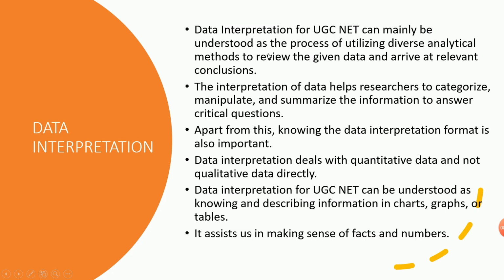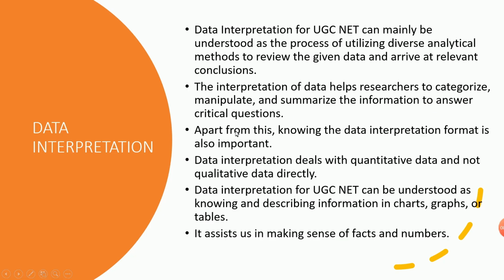So it can mainly be understood as the process of utilizing diverse analytical methods to review the given data and arrive at relevant conclusions. So here they will give some tabulated form data. We have to calculate everything so that we can answer the 5 questions which are given below the table. So here the interpretation of data helps researchers to categorize, manipulate and summarize the information to answer critical questions.